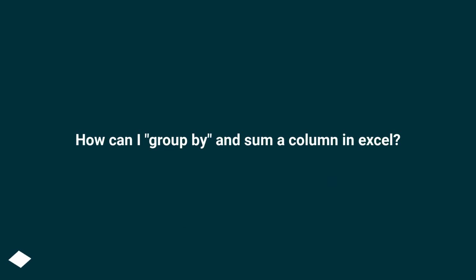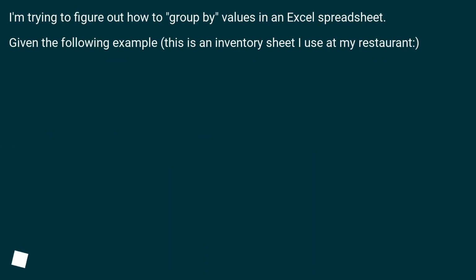How can I group by and sum a column in Excel? I'm trying to figure out how to group by values in an Excel spreadsheet. Given the following example, this is an inventory sheet I use at my restaurant.